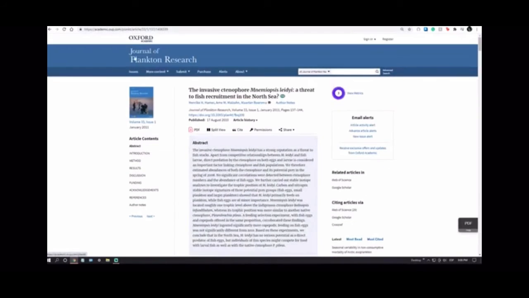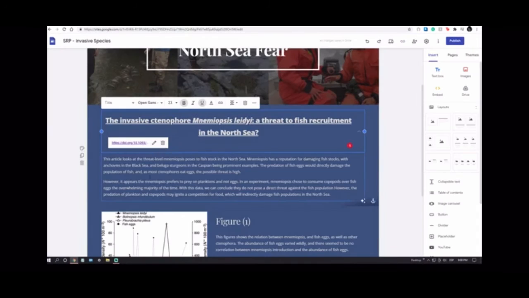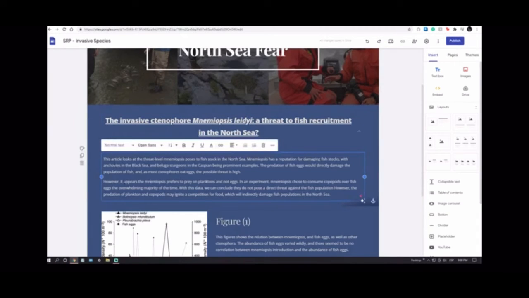However, it has shown that they do not prefer fish eggs and actually prefer to prey on plankton and copepods and small creatures, which means that they do not pose a direct threat to fish stock. However, this does mean that they would be taking food away from fish, therefore stealing their food and possibly damaging their population. However, they would not feed on fish eggs in the North Sea.